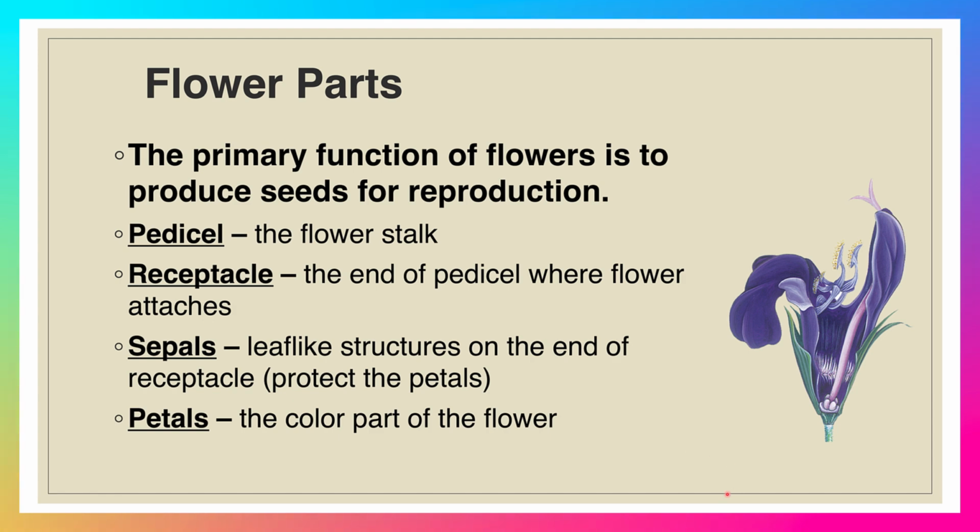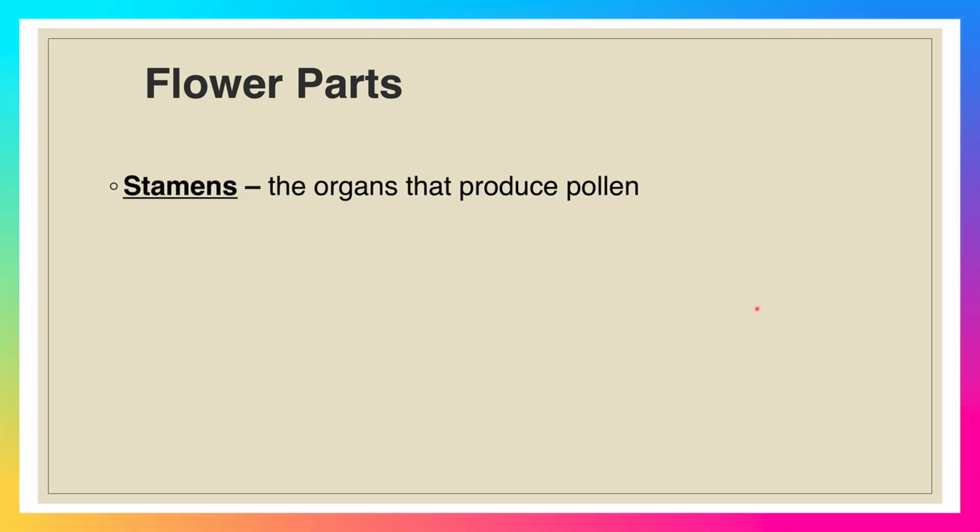And so if we look at this particular diagram, the pedicel is down here, and at the point where the flower attaches to the pedicel, that's called the receptacle. And this flower actually has fairly large sepals. These are the sepals, and then this is the petal. Now inside the flower, there are several parts.